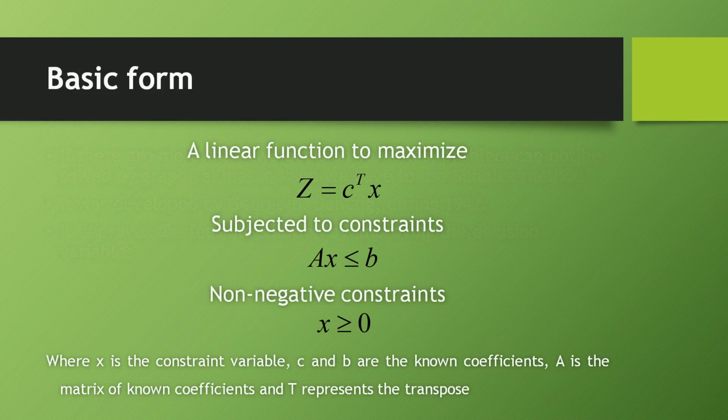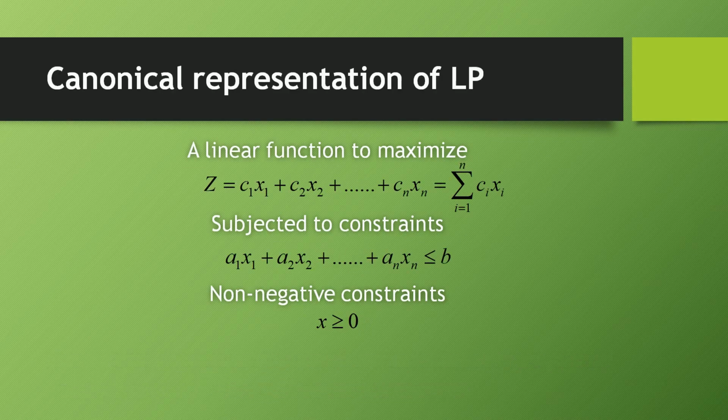So let us first see the basic form of a problem which we will solve using the simplex method. A linear function to maximize or minimize, subject to the constraints and the non-negativity constraint. All these things we have learned in the earlier lectures. This is a canonical representation of the linear programming problem which we will solve. It is just the extension of the earlier form.